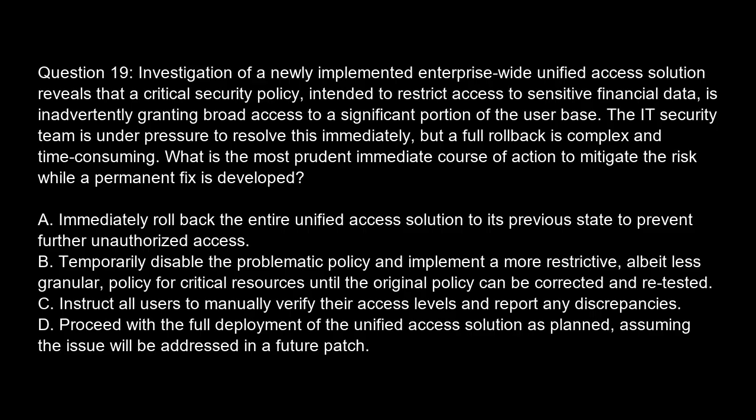Option A. Immediately roll back the entire unified access solution to its previous state to prevent further unauthorized access. Option B. Temporarily disable the problematic policy and implement a more restrictive, albeit less granular, policy for critical resources until the original policy can be corrected and retested. Option C. Instruct all users to manually verify their access levels and report any discrepancies. Option D. Proceed with the full deployment of the unified access solution as planned, assuming the issue will be addressed in a future patch.